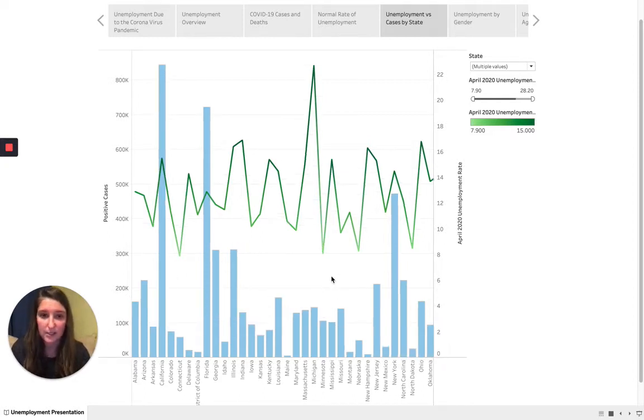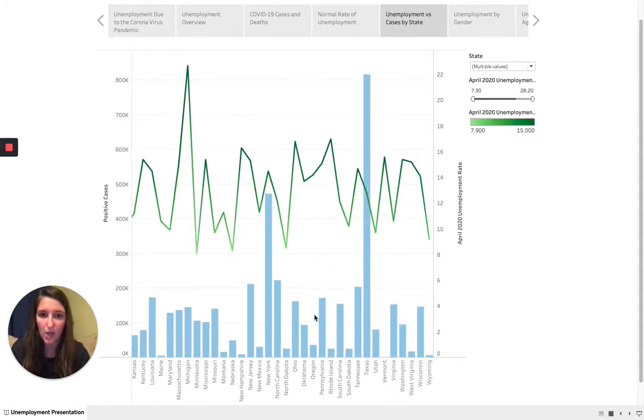There are various reasons why, and it's interesting to see when we look at why some states have lower cases but a pretty average unemployment, versus very low unemployment and a very low number of cases. There's a typical trend, but we do have a couple of outliers here.